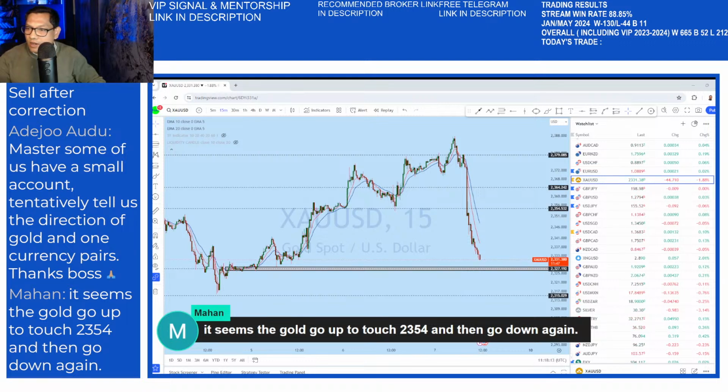In the meantime, we will also look at other USD pairs to see how they might be doing.